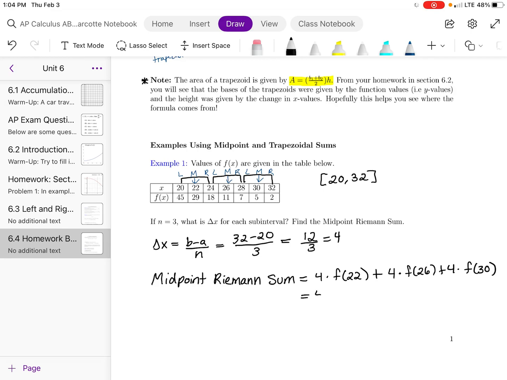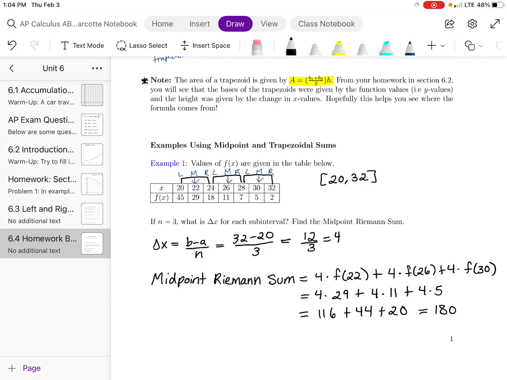And now just plug in the values, so I get 4 times f of 22, which is 29, plus 4 times 11, plus 4 times 5. And then now actually doing this computation, I get that this is 29 times 4, which is 116, plus 44, plus 20. And so I'm getting that this is 180.